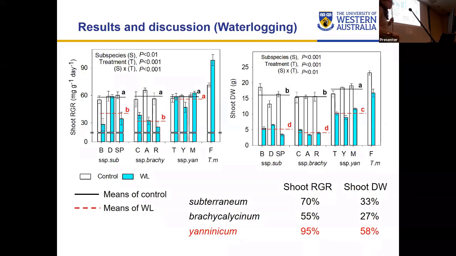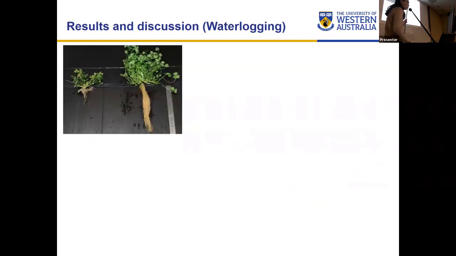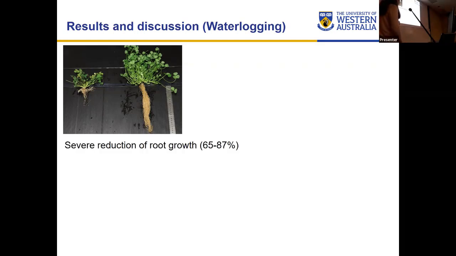In subsequent slides, I would like to discuss more details of the main key traits and physiological responses contributing to this waterlogging tolerance. The picture here shows the root growth under the waterlogged condition and the well-drained condition. There was a severe reduction of root growth, ranging from 65 to 87% of the controls. This could be explained as soil waterlogging having a direct effect on root growth, causing oxygen deficiency in the root zone.